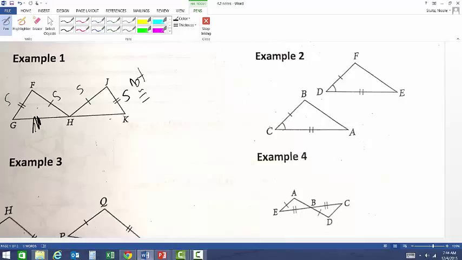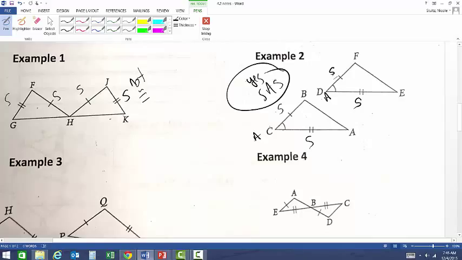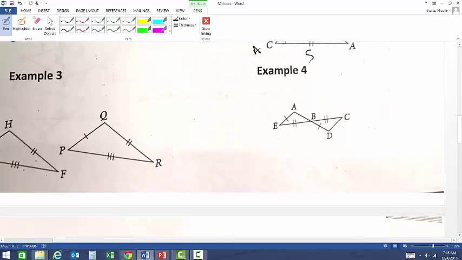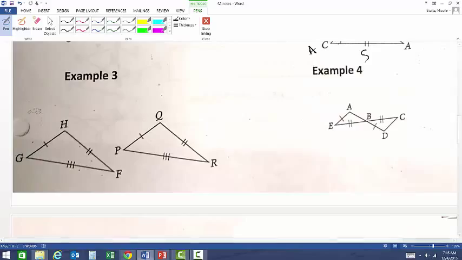If I look at example 2, I see a side mark, an angle in between, and the other side mark. And I also have that same thing going on right here. So I have really enough information to use SAS. So we're going to write yes by the SAS theorem. Number 3 should look familiar. You can see you have all 3 sides that are marked. So the answer is yes by SSS.